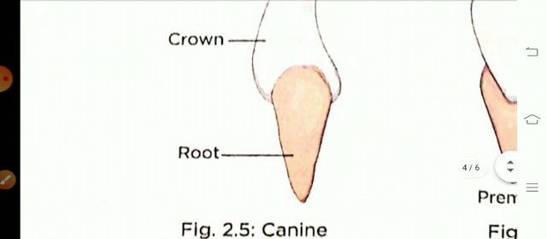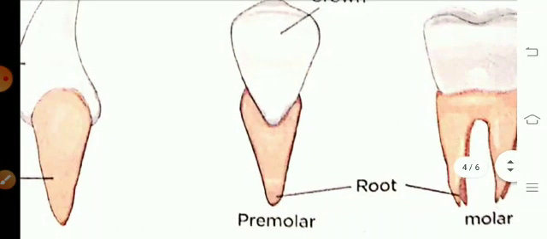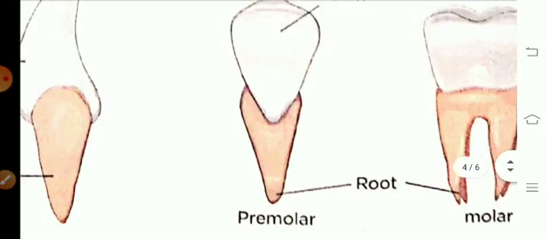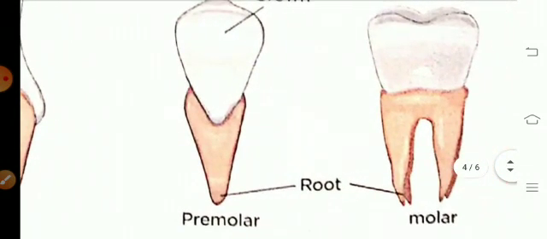And next type is premolar. Okay, and last type is molar. There are another 2 types, premolar and molar. These are broad, flat structured teeth used for crushing the food particles. There are a total of 8 premolars.